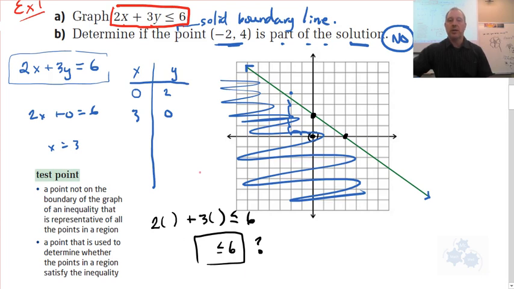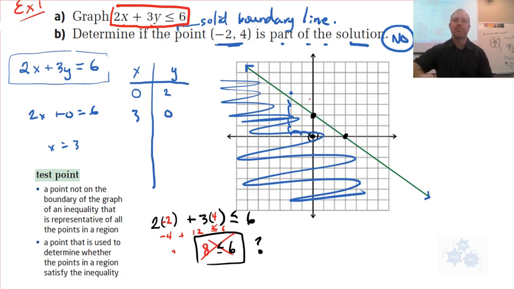We could do it algebraically. So -2 would go here and 4 would go there. That's going to be -4 plus 12. Okay. Is that less than or equal to 6? -4 plus 12 is +8, right? So is that true? In this case, no, it's not true. That's why it's not part of the solution set or the solution region.